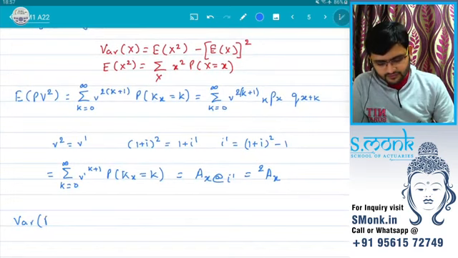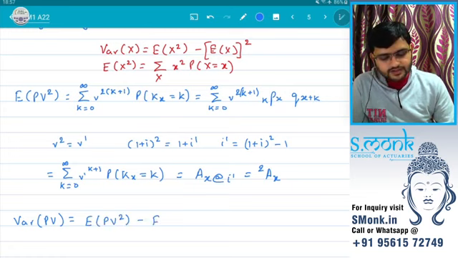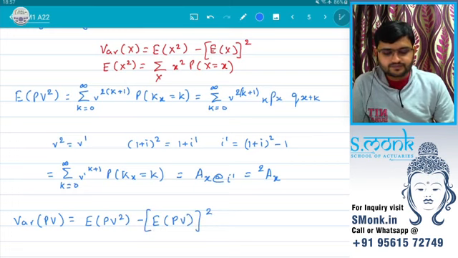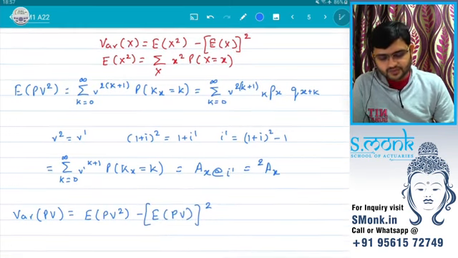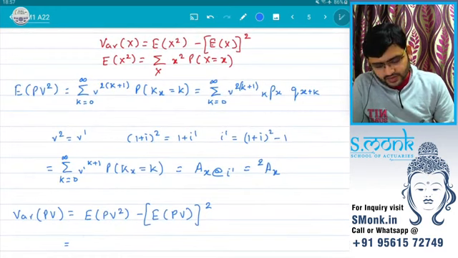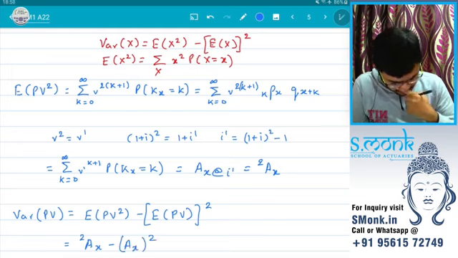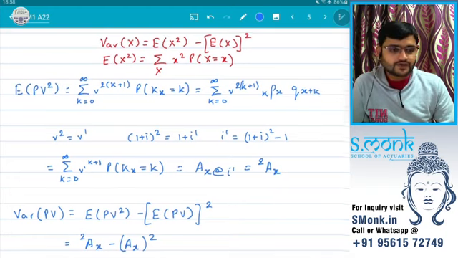Our variance of present value will be equal to expected present value square minus expected present value whole square. So variance becomes 2AX minus AX square. This is our variance.